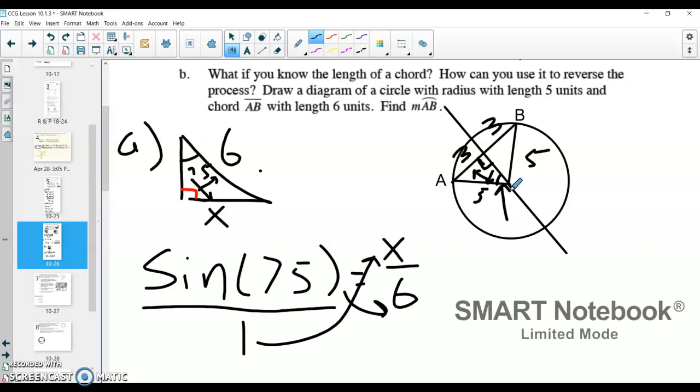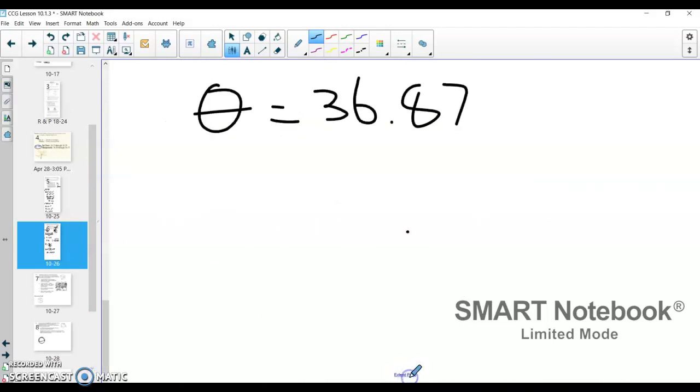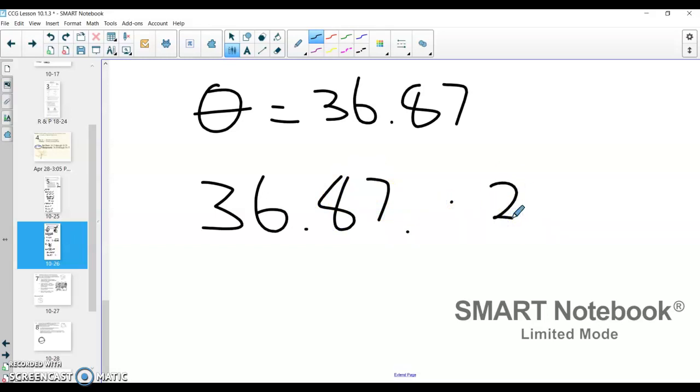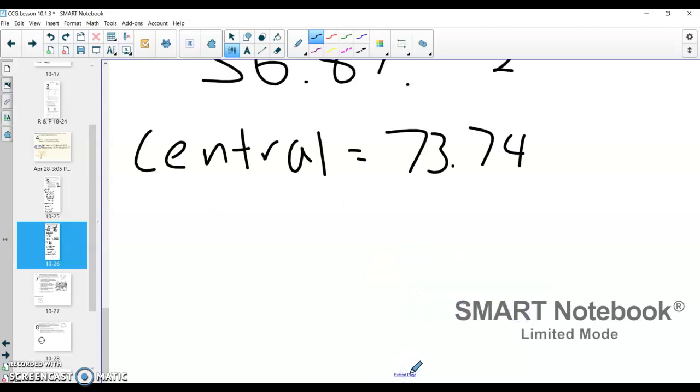The issue is that we want the whole central angle, and so what we can do is take our angle here, multiply it by 2, and get the whole thing. And so what we'll do is we'll take 36.87, and we're going to multiply it by 2 to find our whole central angle. And so our central angle will equal 36.87 times 2, which gives me 73.74 as my entire central angle.